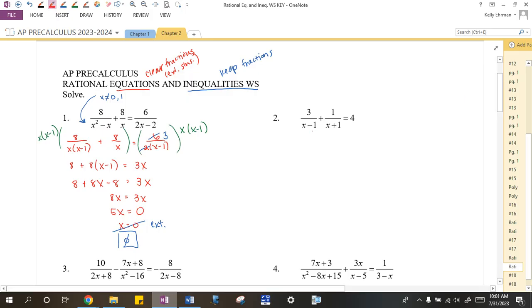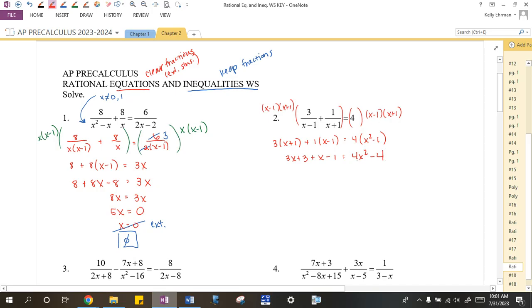All right, next one, nothing to simplify. I can get right down to multiplying both sides by the LCD, which is x minus 1, x plus 1. So that leaves us with 3 times x plus 1 plus 1 times x minus 1. Don't really have to write the 1 there. Equals 4 times, these are conjugates, they're easy to FOIL together. I'm going to make that x squared minus 1 because I know that's my next step anyway. So 3x plus 3 plus x minus 1 equals 4x squared minus 4.